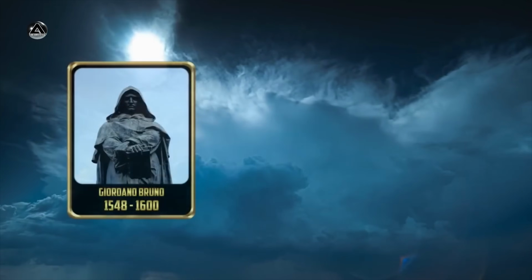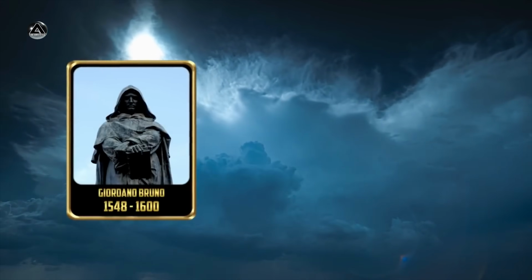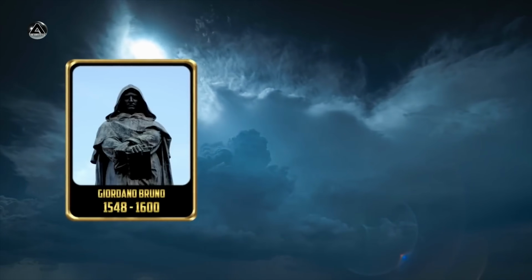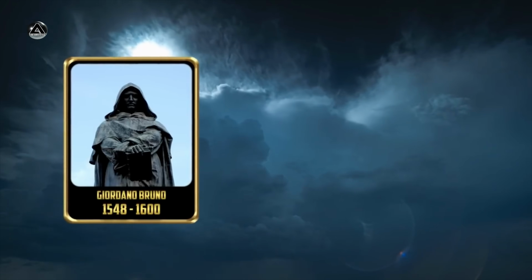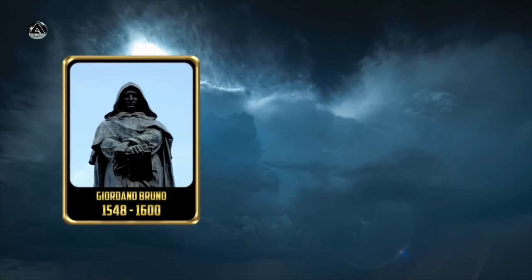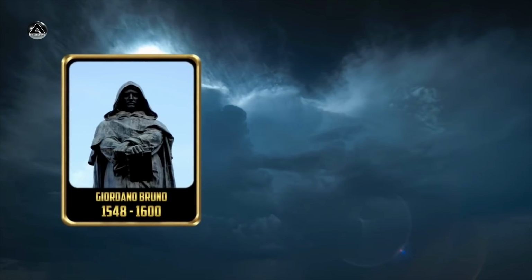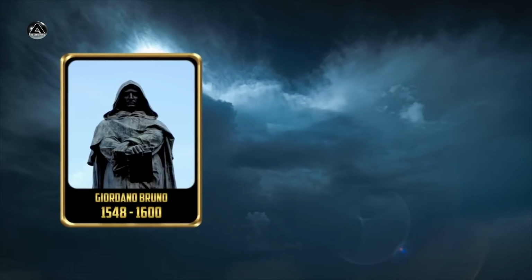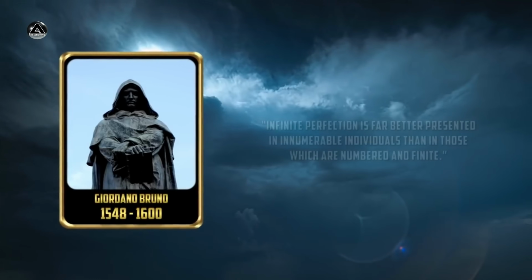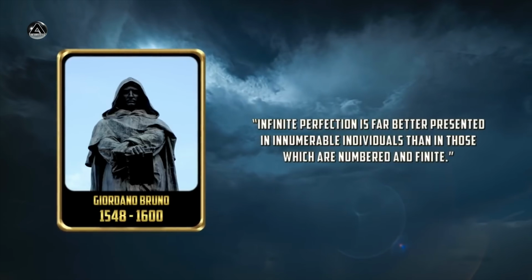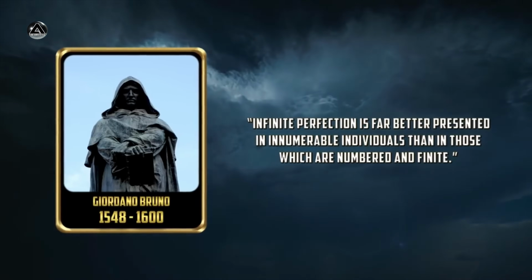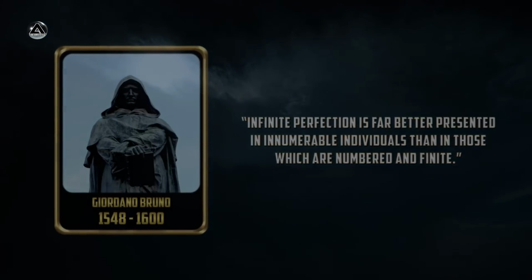Giordano Bruno argued not only for the existence of other worlds, but also for worlds inhabited by beings just like, or maybe better than, Earth's humans. Bruno, an Italian friar, asserted that God's perfection demanded an infinity of worlds and beings. Infinite perfection is far better presented in innumerable individuals than in those which are numbered and finite, he argued.